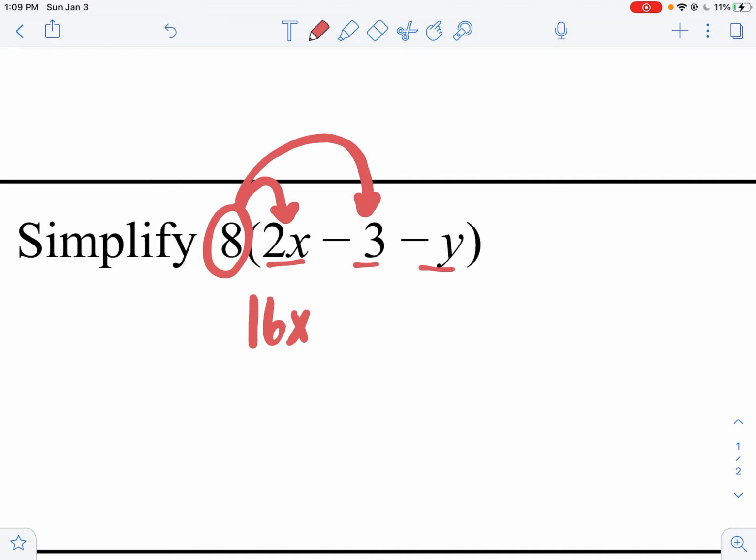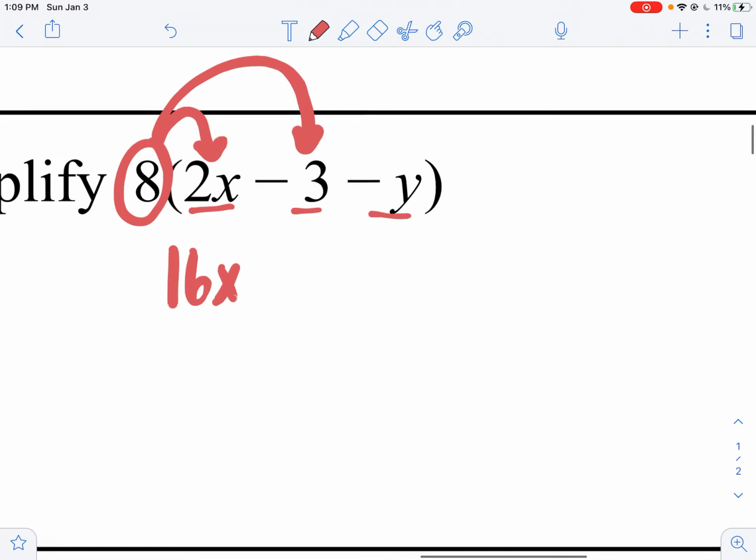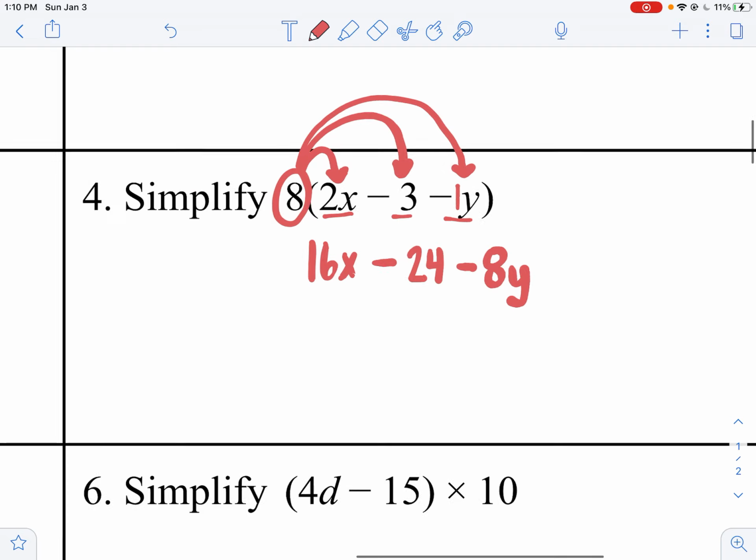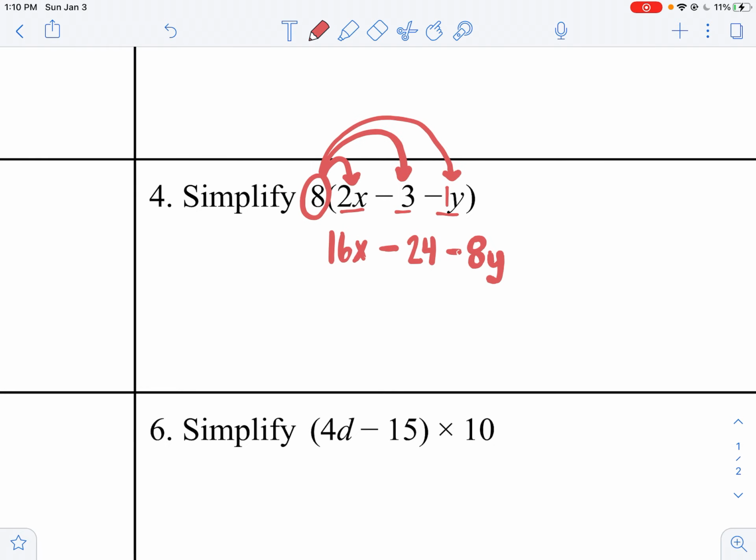Then we're going to do 8 times 3 with a minus sign in front. So let's put our minus sign down. 8 times 3 is 24. And then 8 times negative y, so we're going to do a minus 8y. The 8 is going to go right in front of the y, because this y has an imaginary 1. So it's like 8 times 1, which is 8, and then the y. Okay, so this is our final answer.